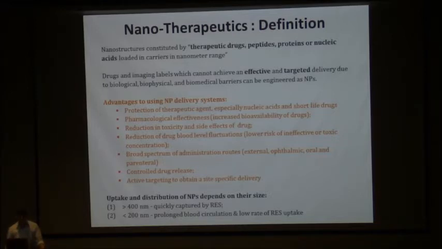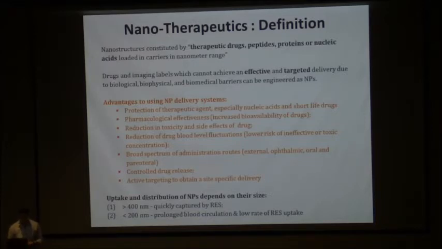Molecules which have less viability in the living system can use this as a pharmacological approach to enhance their effectiveness. We can also use these nanoparticles to reduce the toxicity and other side effects of the molecule. Fluctuations in drug blood levels can be reduced with nanotherapeutic systems. A broad spectrum of administration routes can be enabled, from one route to another. Controlled drug release can also be managed with the nanoparticle system. And of course, active targeting to obtain site-specific delivery can be achieved only by the nanodelivery system.